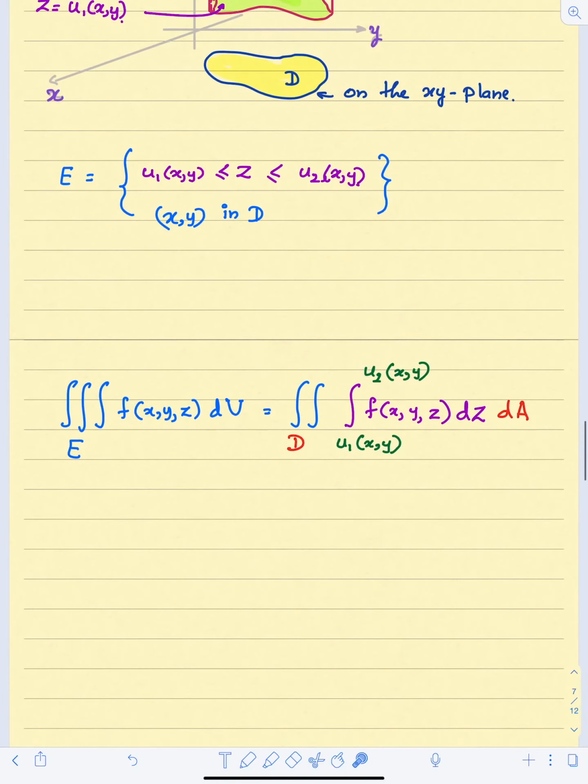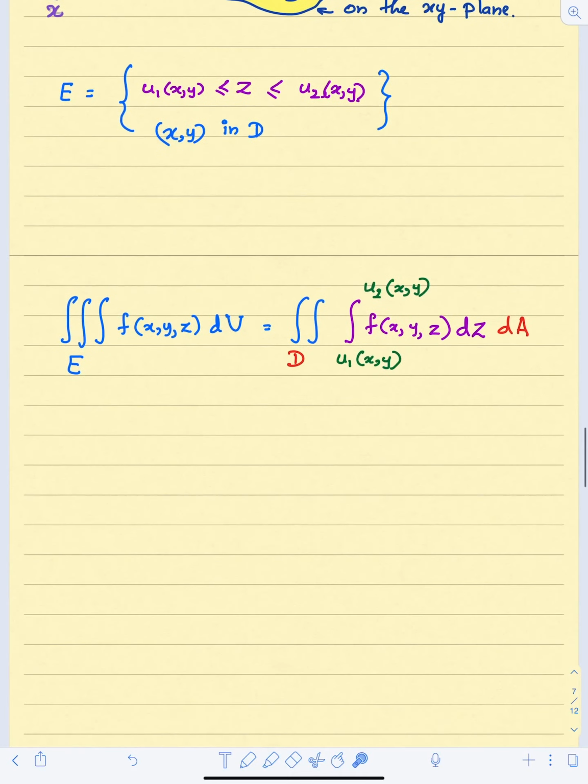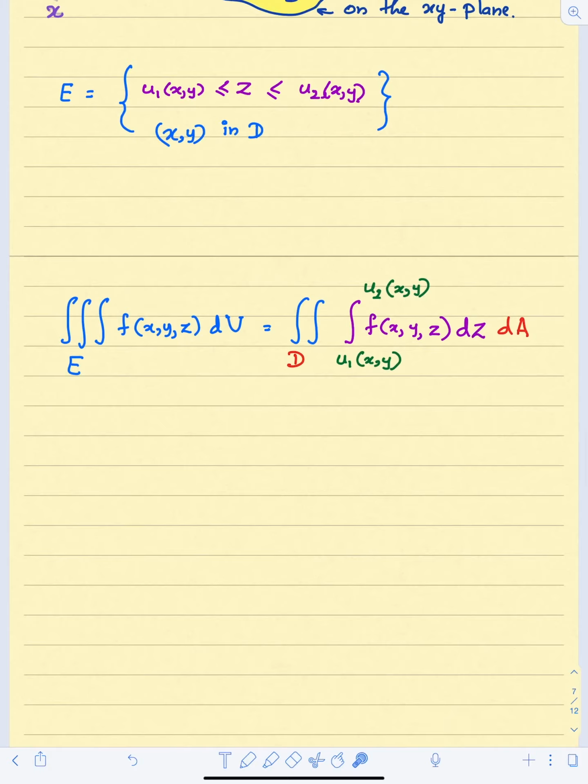So when we evaluate this integral, first we evaluate the inner integral, and after you apply the limits, you will get a function of x and y only. After that, this double integral can be solved using the techniques that we discussed in chapter 12.2 and 12.3. Okay, let's consider an example.